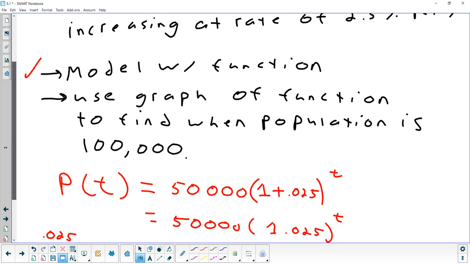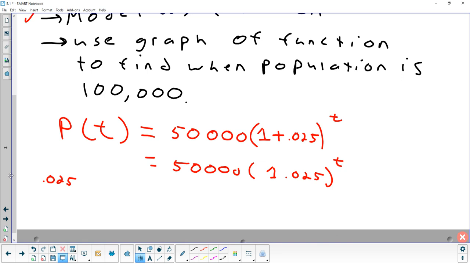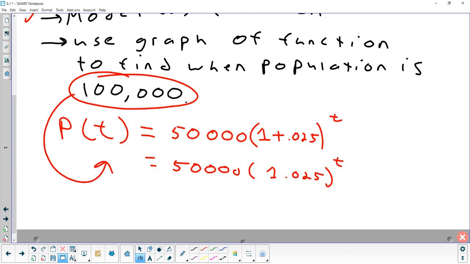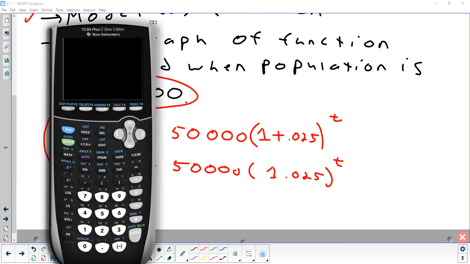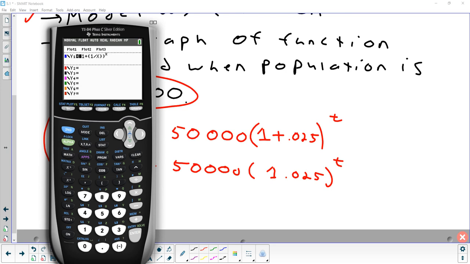Now, we have to figure out when the population is 100,000. Where's this 100,000 going to go in the formula? There's two spots it could go. We have to put it in the right one. Where the p of t is. We know the population is 100,000, so let's put that in. Our model for the population is 50,000 times 1.025. You have to use x as your variable.